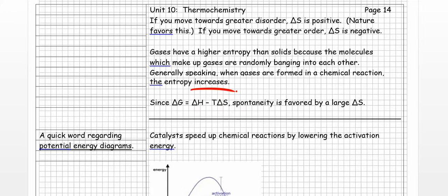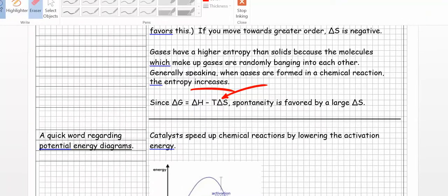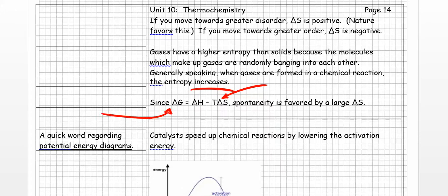So since delta G is equal to delta H minus T delta S, spontaneity is favored by a larger delta S. So let's look at the equation again. If this number, the delta S, is big, if it's a big positive number, that means spontaneity is increasing. That would make the delta G a big negative number, which would mean it is highly spontaneous.